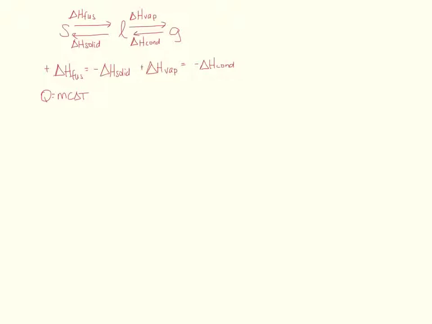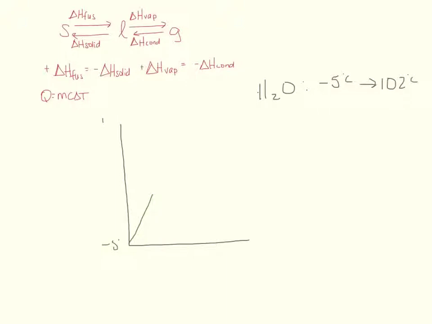phase change involved. So for example, here's my graph. If I have water, and I'm taking water from -5 degrees Celsius to 102 degrees Celsius, if I was to plot that on this graph, it would look like this. So that would be my -5. I'd increase, so this is my -5 degrees, because this is my temperature in degrees Celsius. Then when I get to 0 degrees, my temperature is going to level off.